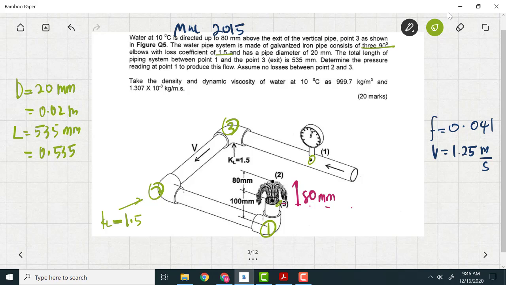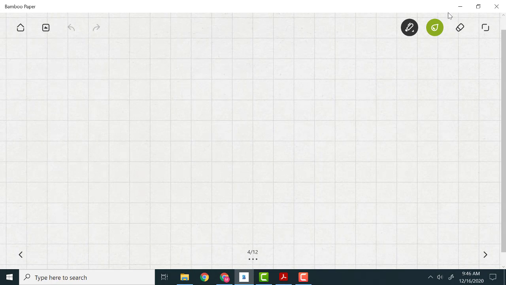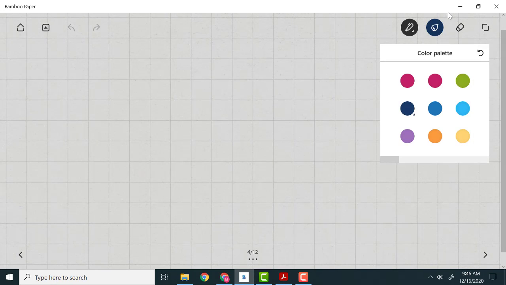Okay, and then dia determine the pressure. Okay, tak apa, kita tak ada determine untuk soalan ni. So from this question, apa yang kita nak cari cumalah H major, H minor dan total head loss dia. Itu je kita nak cari. Okay, so seperti kita buat tadi, so kita buat juga untuk yang ni. So kita ada H major, H minor.